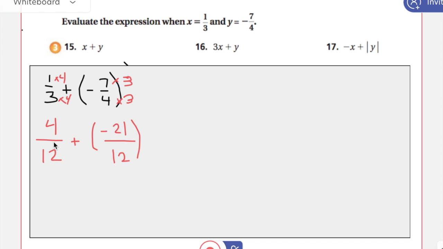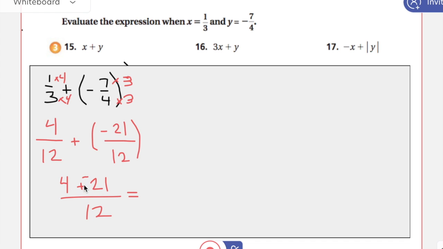So now I can say, what is 4/12 plus a negative 21/12? This is the same thing as 4 minus 21/12, since I have common denominators. So then 4 minus 21, it depends how you want to do that. You can always do stay, change, change.